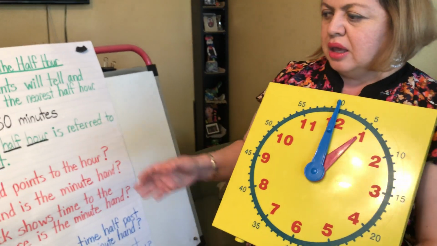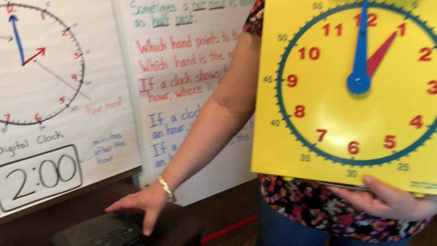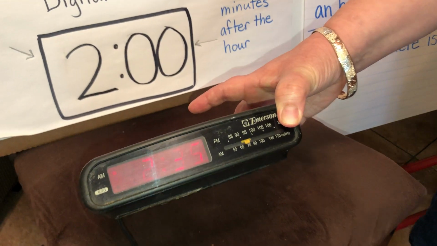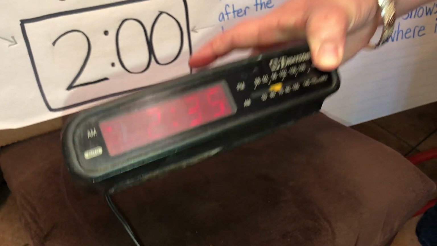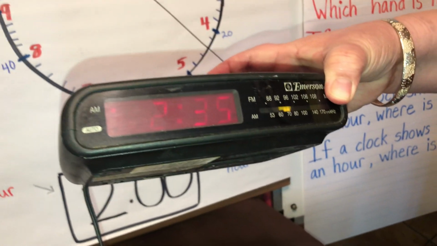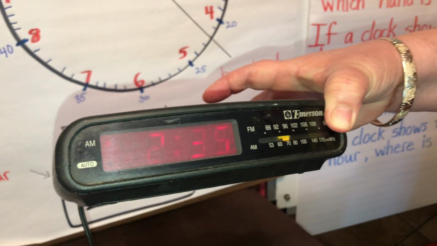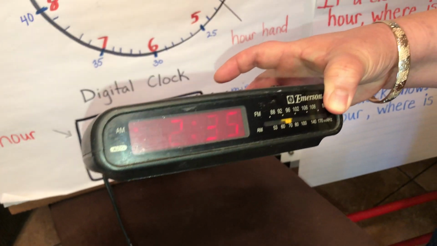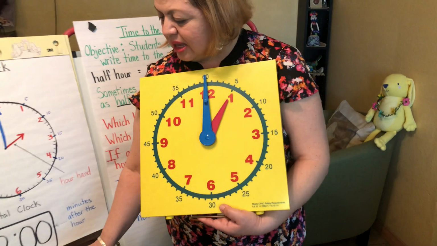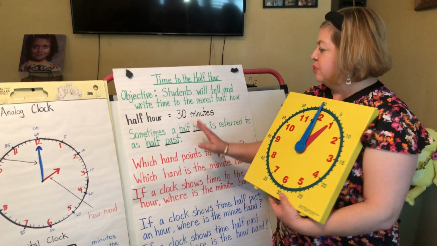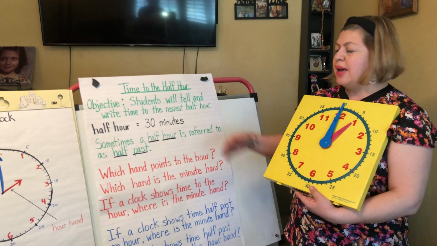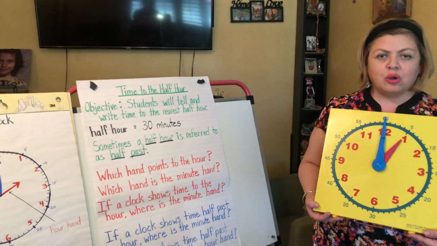If you recall, we talked about the digital clock, and the digital clock is a lot easier to use because it tells us the hour, and then it is separated by 2 dots, and then it tells us the minutes. So all we need to do is read the numbers there, and it makes it a lot easier. So I said that we were going to focus on learning about a half hour.